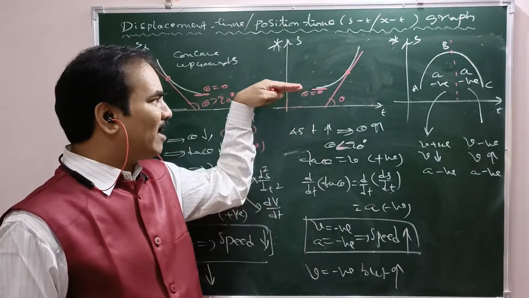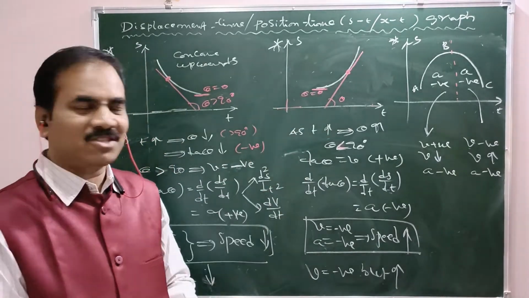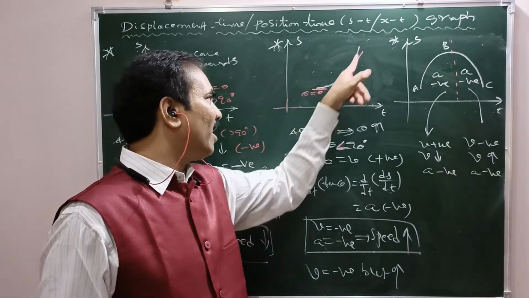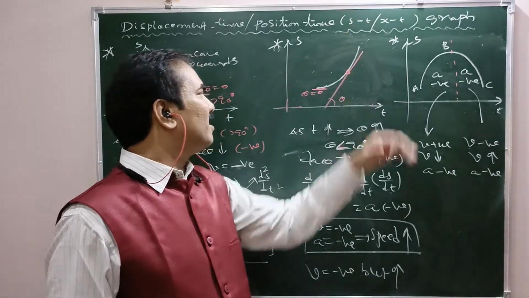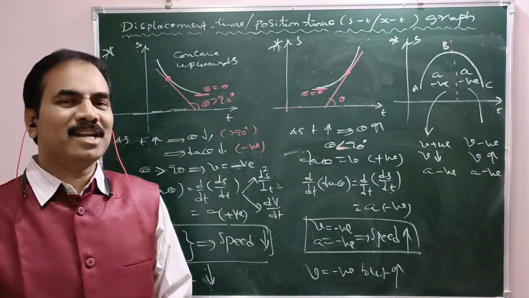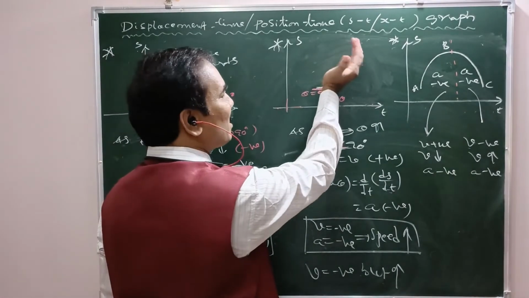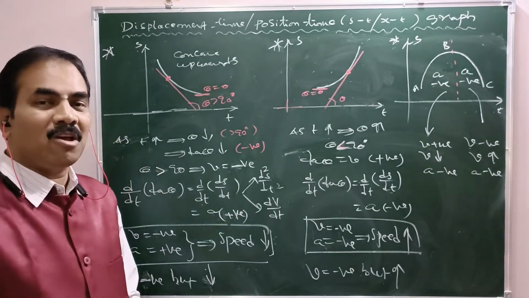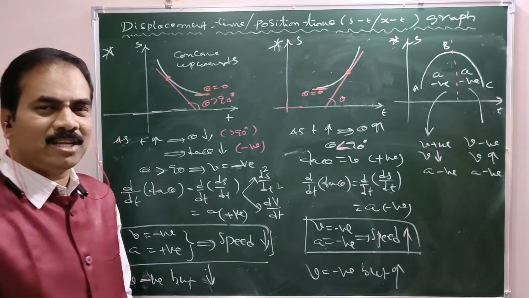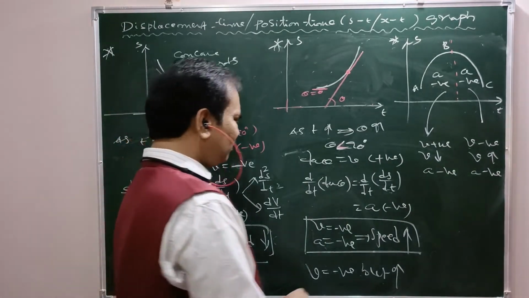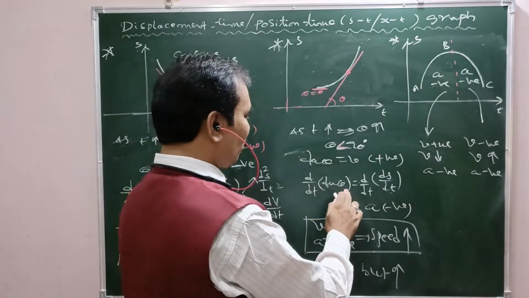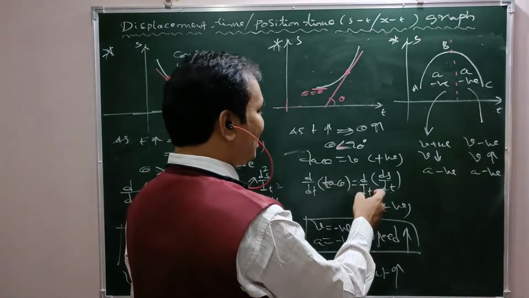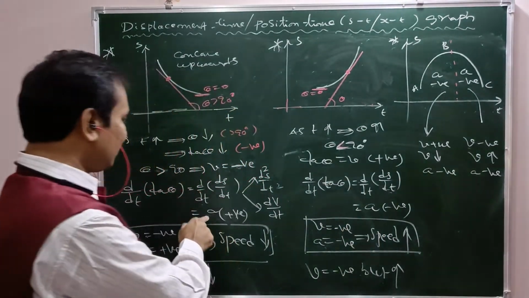Is it constant or variable? Definitely variable. Why? Because it's not a straight line, it is a curve. From here to there, slope increases at a constant rate because it is symmetrical in shape. So slope increases at a constant rate, which means velocity increases at a constant rate, and acceleration is positive but constant. That is the rate of change of slope tan theta, d by dt of ds by dt. That is acceleration.